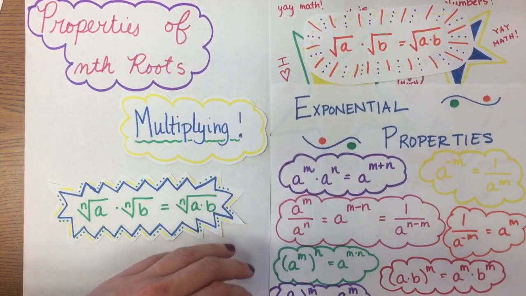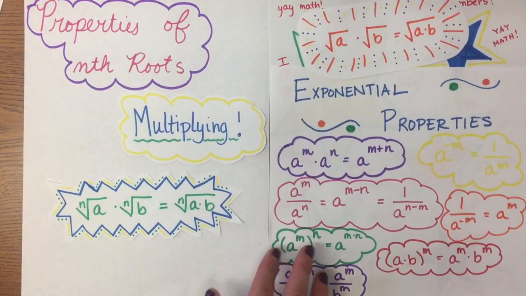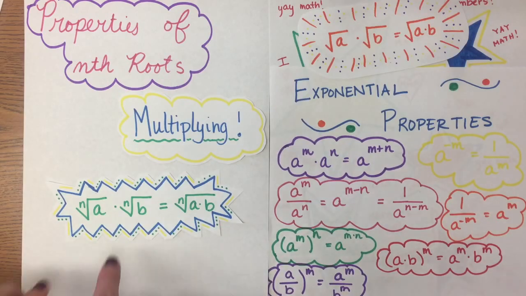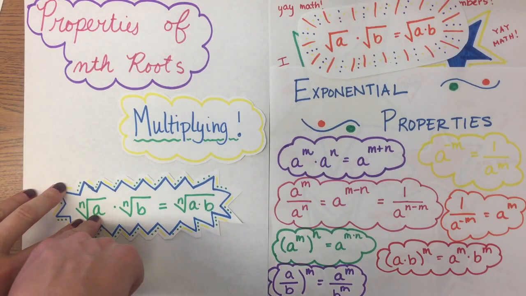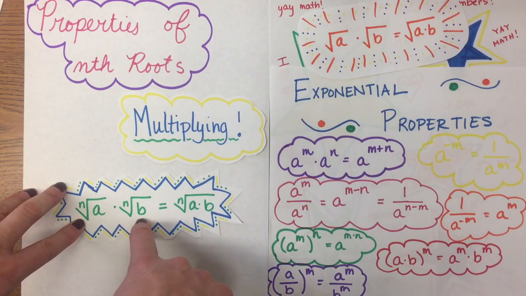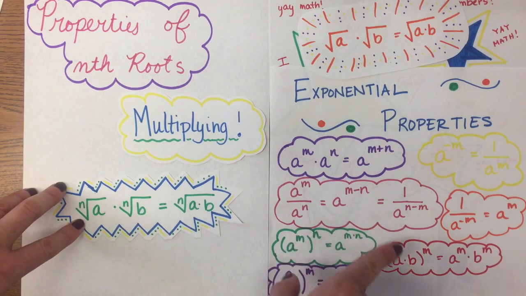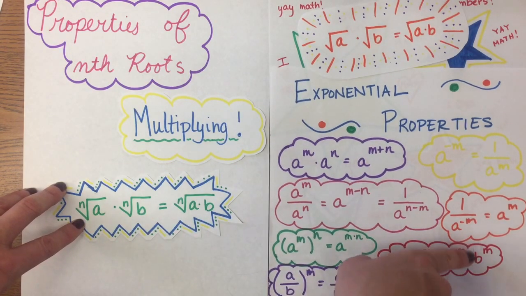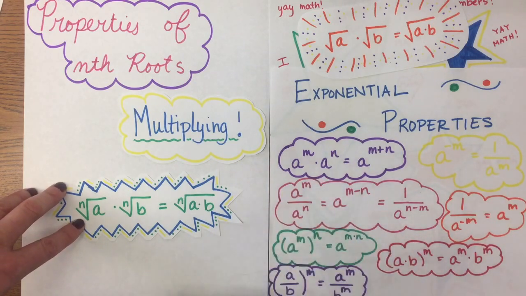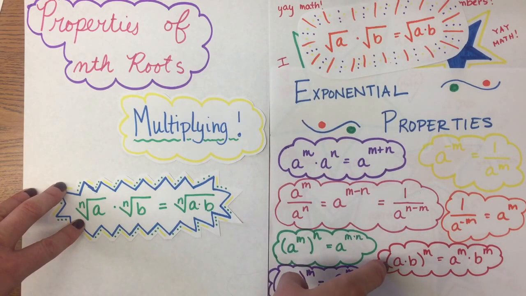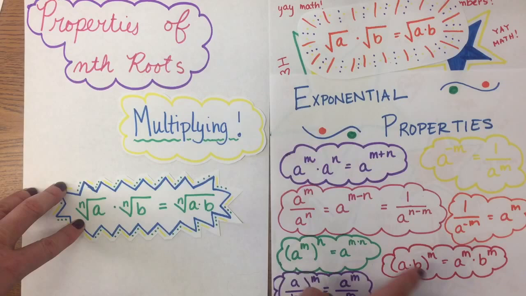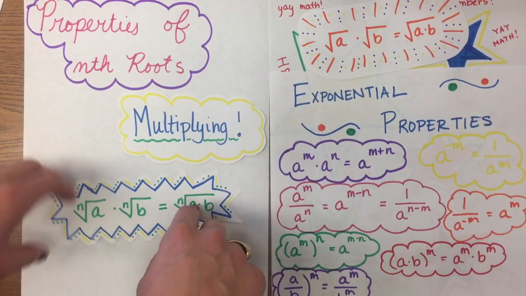Now these are all just examples of our exponential properties. This is really a to the 1 over n times b to the 1 over n. And if we look at this rule here, a to the m times b to the m, if we change those to fractions, we can combine them with one exponent. So we're really looking at an exponential property here.